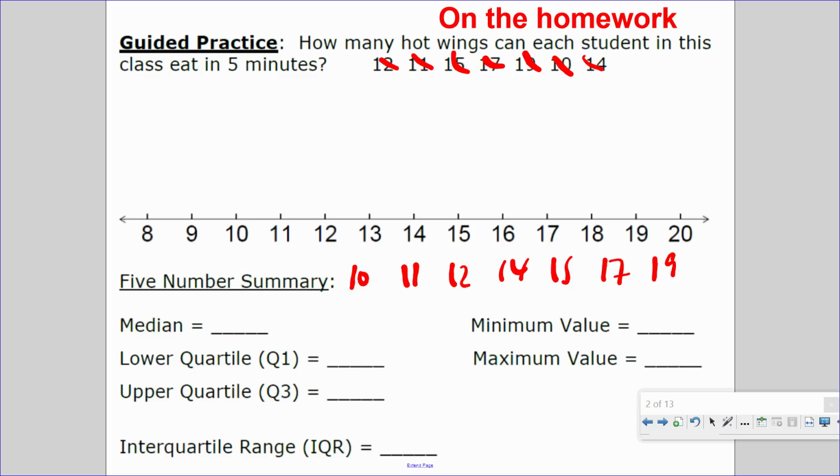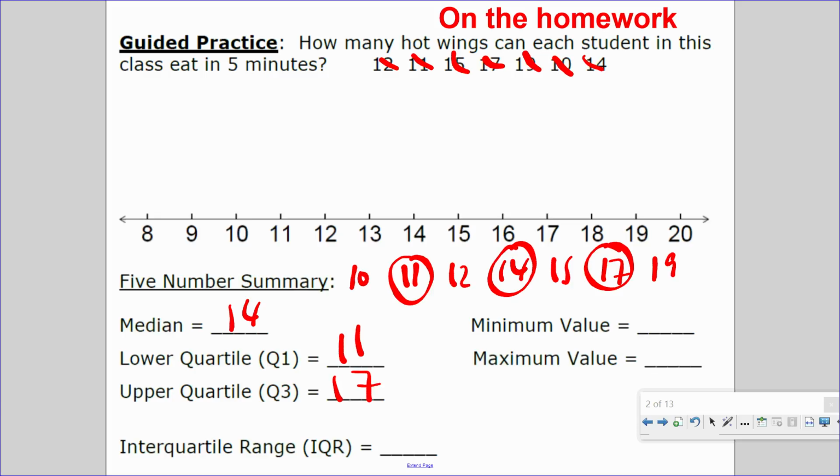What is the median? The median seems like it's 14. That's the halfway point. So we see a lower half and an upper half. What is Q1, the lower quartile? What's the median of the lower half? 11. What is the median of the upper half?